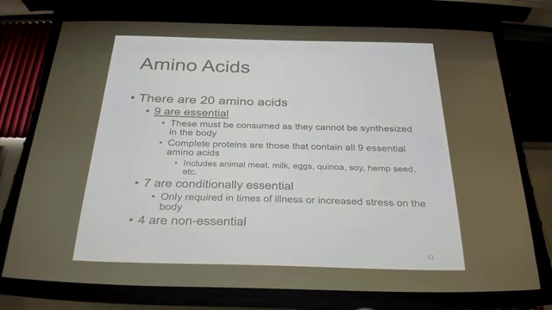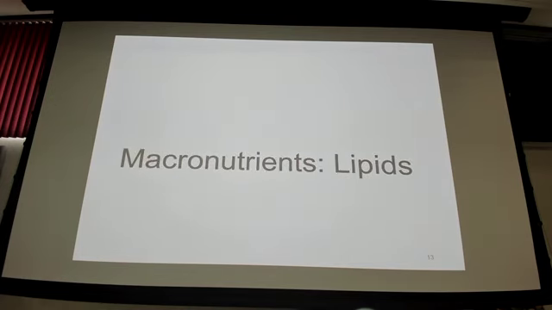And then there are 4 non-essential. Again, I think you guys have done this in biochemistry, so we don't need to go over the list, and it's a useless memorization exercise for anatomy and physiology. So we won't. Just understand that 9 are essential.